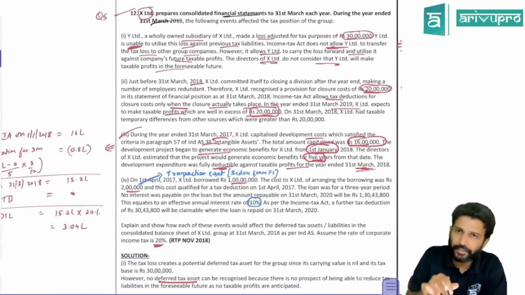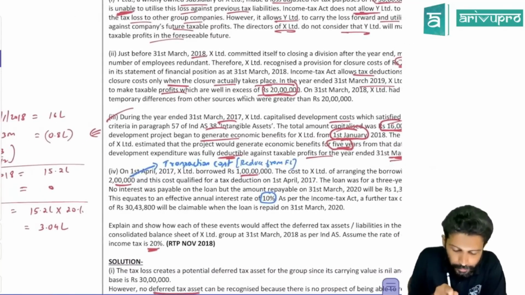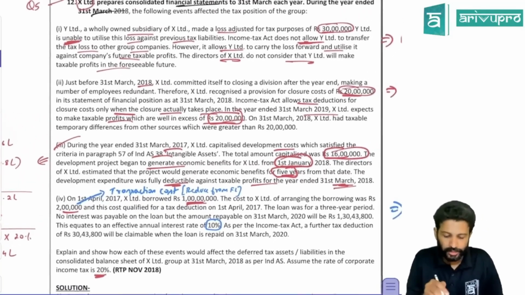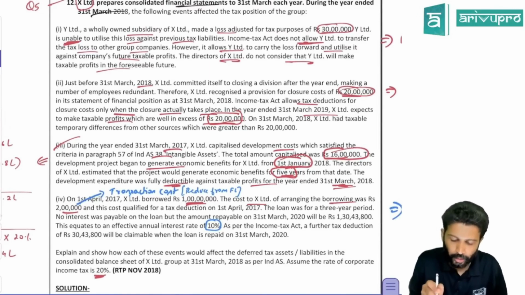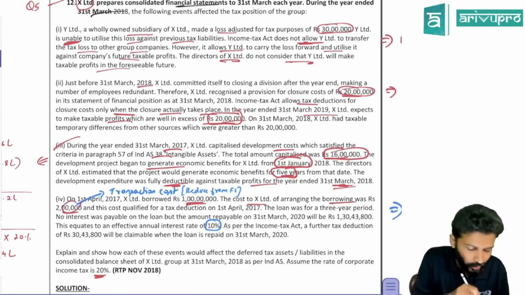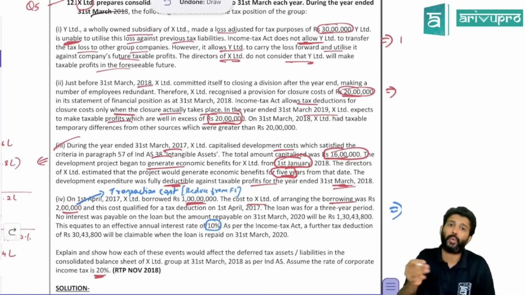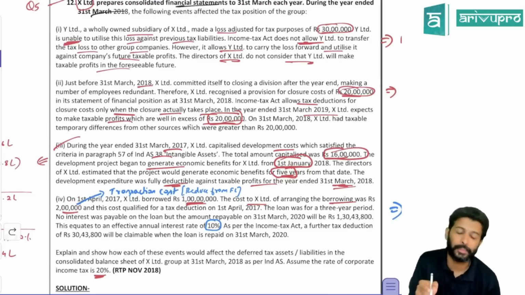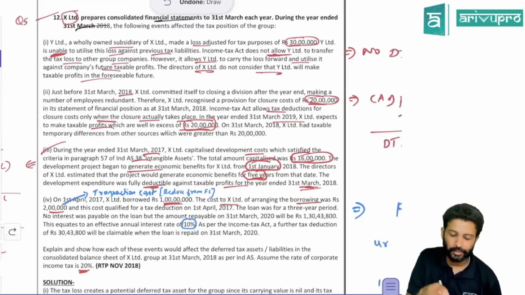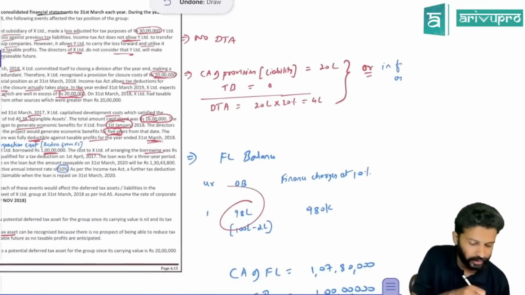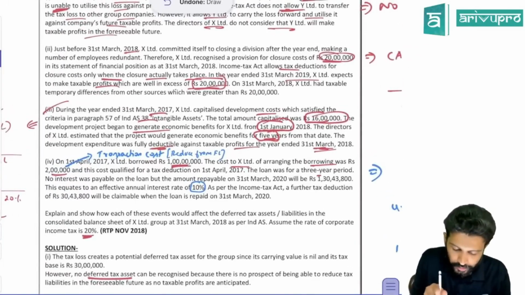All the answers I've given, I've quickly written here for showcasing. On 1st April, X borrowed 1 crore rupees. The cost to X Limited for arranging the borrowing, the transaction cost, is 2 lakh. Transaction cost, it's a financial liability. What should you do for transaction cost of a financial liability? Reduce it. So that means the value of the financial liability is what, sir? Only 98 lakh. Okay. Then the loan was for a 3-year period.